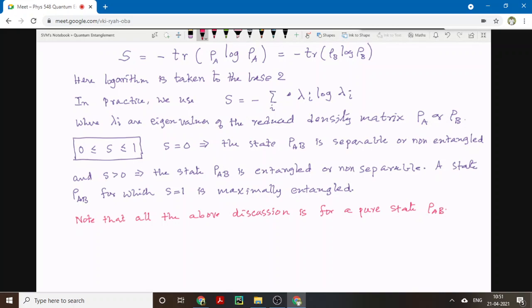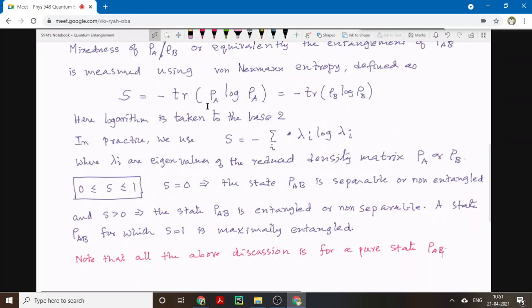Sir, when do we use linear entropy? There is this one-dimensional entropy to determine the mixedness. So what do we use linear entropy for? Yeah, I will mention that.